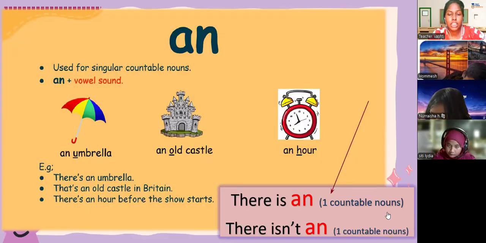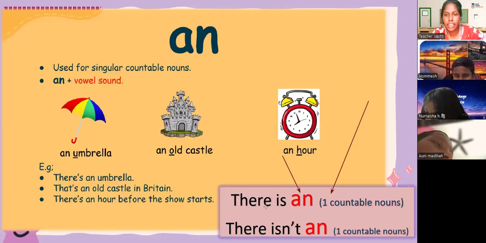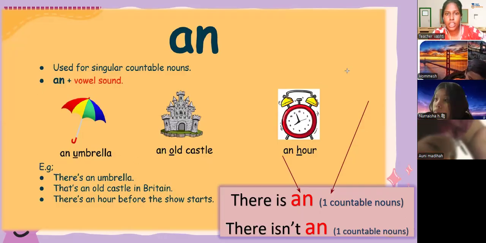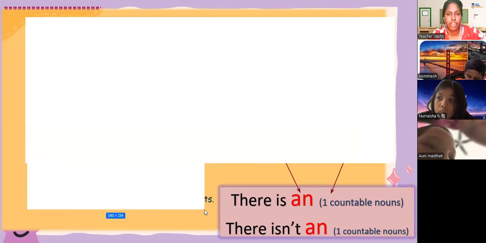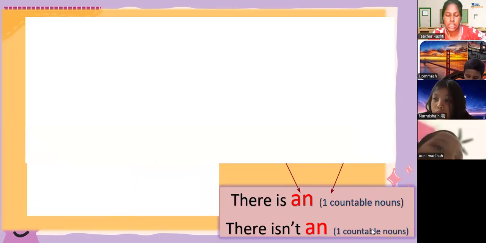Copy yang mana cikgu kata copy yang ni sahaja ya. Yang dalam kotak ni sahaja ya. Only this one. There is an, there isn't an. Yang tu saja kena copy. Yang lain jangan salin. Jangan lukis. Nafis tak perlu lukis. Listen to the instructions very carefully. I asked you to write only this.